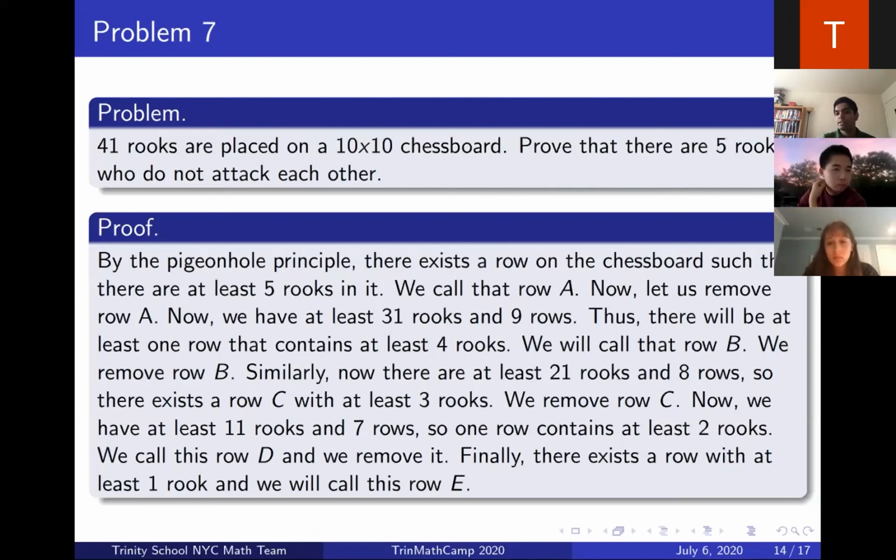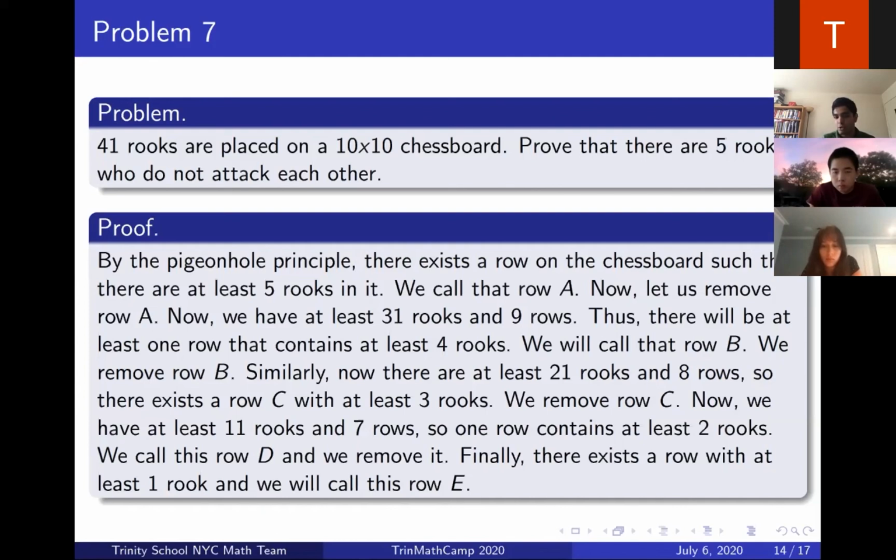And so now this is the idea of applying the pigeonhole principle again. Now we can show that by applying that same corollary 2, there will be at least one row that contains at least 4 rooks in it. And we will call that row B. Now we remove row B, and we say that there are at least 21 rooks and 8 rows. And so the same idea, we assume the worst case scenario for row B, that there can be up to 10 rooks in that row. And so we will remove it for the sake of argument.